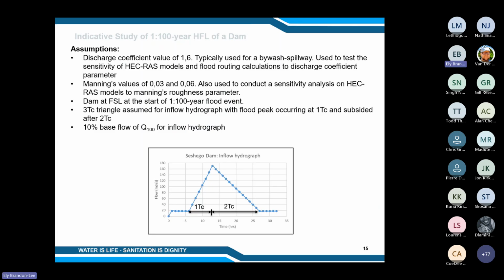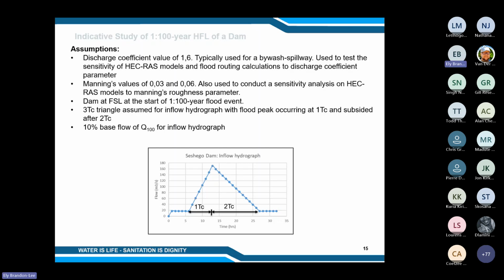For the Manning's roughness value, I assumed a lower and upper bound value of 0.03 and 0.06 respectively, where the lower bound value is applicable to floodplains with light bush and trees, and the upper bound value is applicable to floodplains with stones and weeds. As with the discharge coefficient, I assumed two values for this parameter to do a sensitivity analysis to test how much of an influence this parameter had on my hydraulic calculations and models.